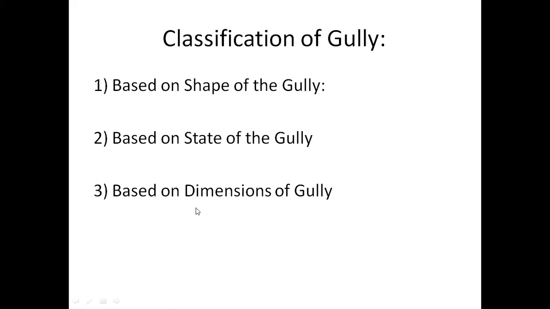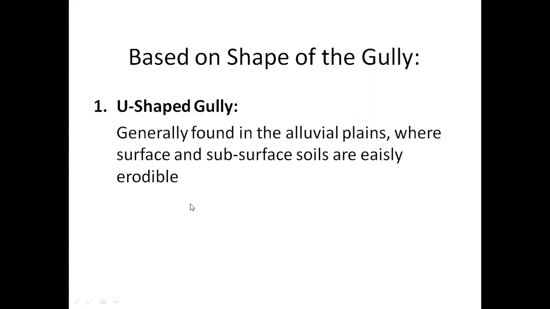Now, the third classification is based on the dimensions of the gully. According to the dimensions, there are three classes of gullies. The first one is small gullies, the second one is medium gullies, and the third one is large gullies. Now, according to shape, the first type is the U-shaped gullies.